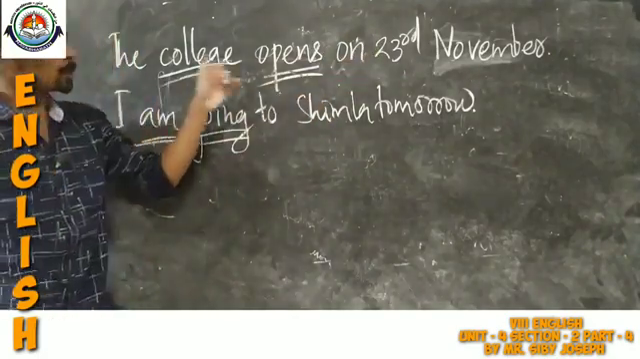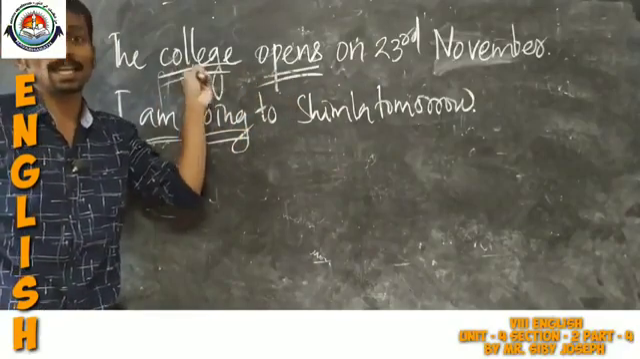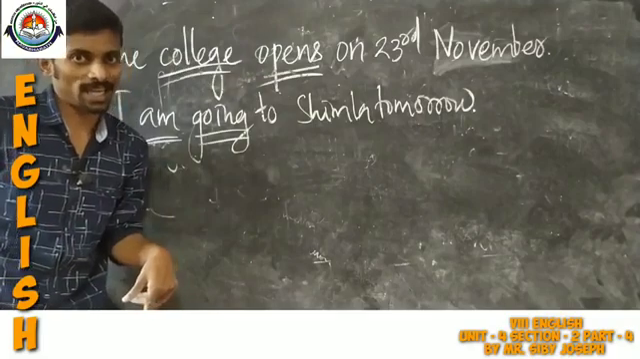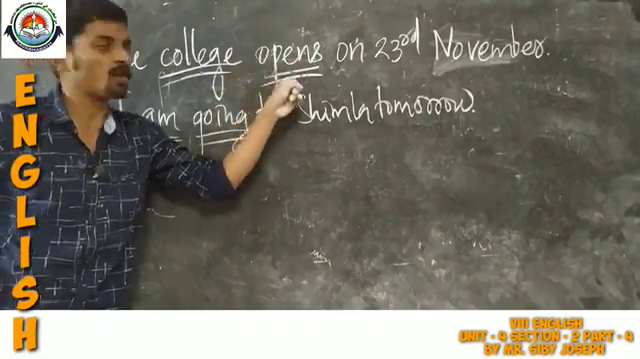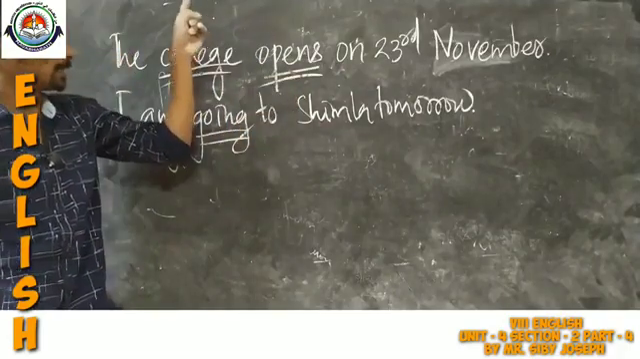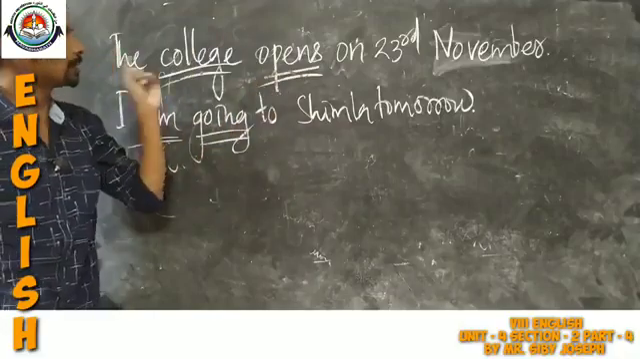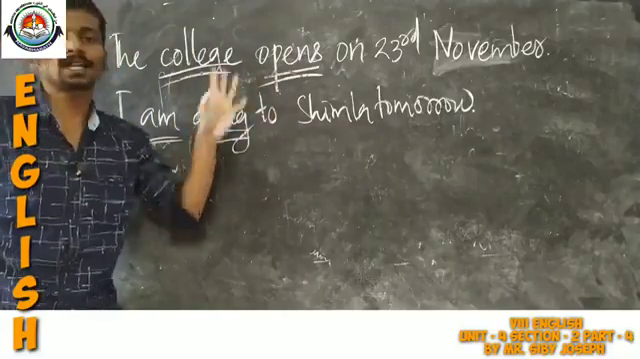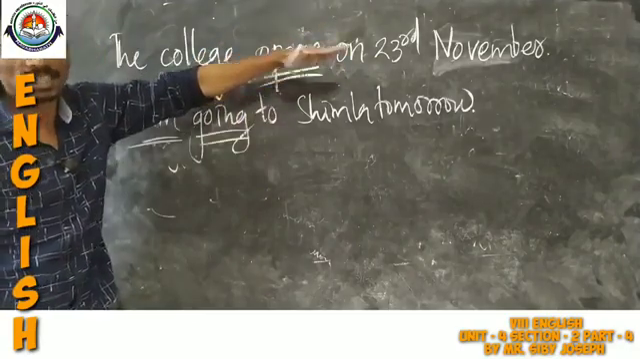So by looking at the position of the verb, we can easily say that this sentence is written in simple present. Why? Because here, opens is actually the present form of the verb. When the present form of the verb is used with the subject, it is an example of simple present. So this sentence is written in simple present.